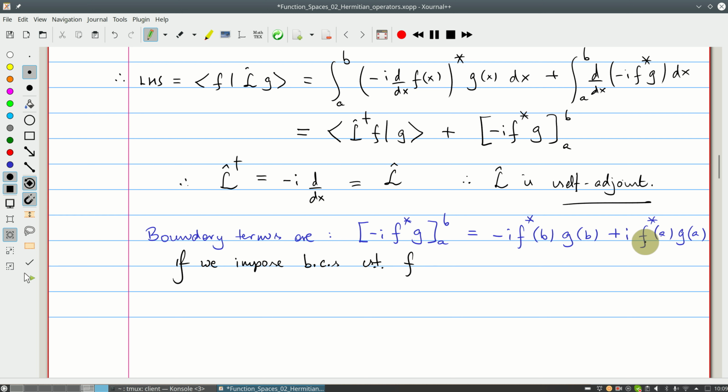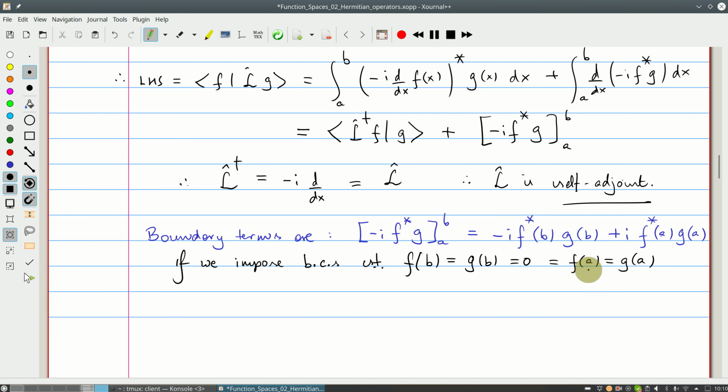Now, there are many ways in which these terms can vanish. One of the ways is that we require these functions to be zero at the boundaries. So f of b is equal to g of b is equal to zero is equal to f of a is equal to g of a. That's one way in which you can get the boundary terms to vanish.